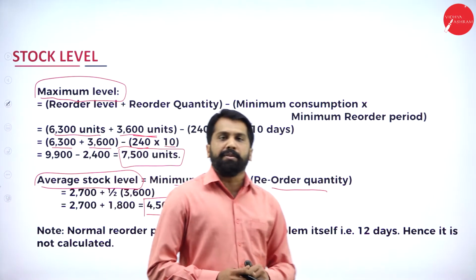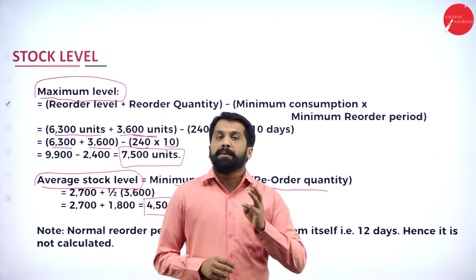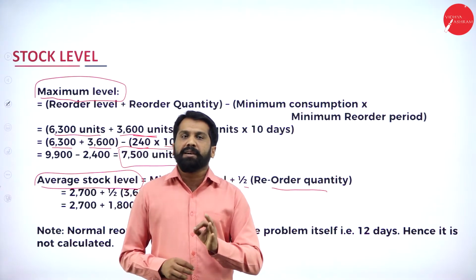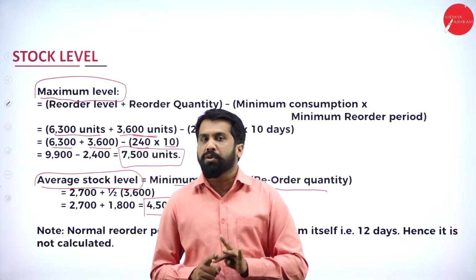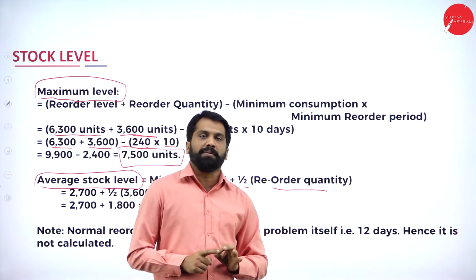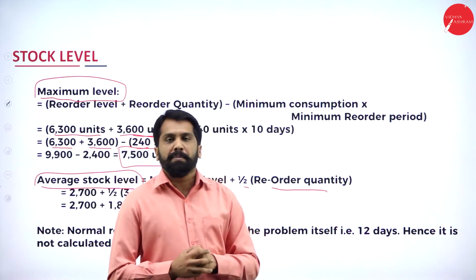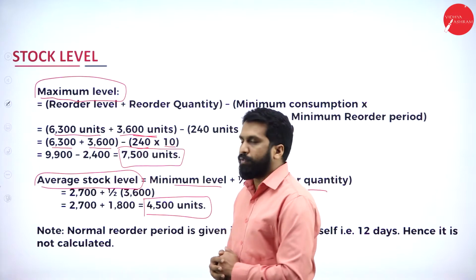4,500. As I told you, in every question you will get maximum stock level, minimum stock level, reorder level, as well as your average stock level. Whatever calculation you do, first go with reorder stock level. If you go for reorder stock level, then you can solve maximum stock level. So this is the procedure you have to follow.